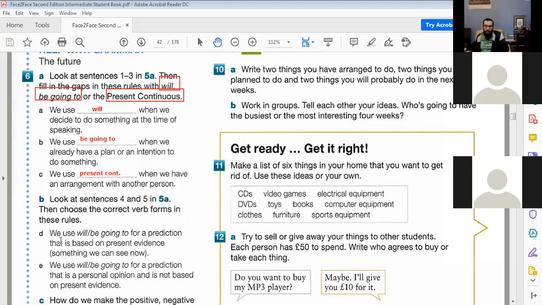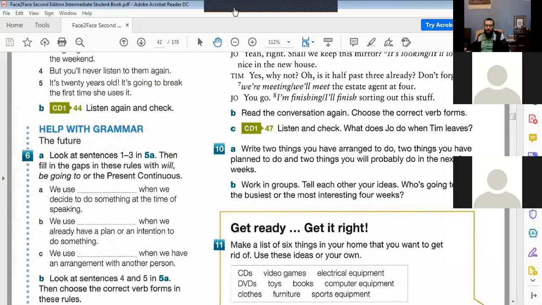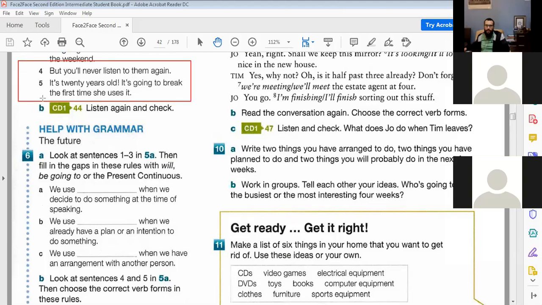Alright, now let's take a look at part B. Let's see what it says. It says here, look at sentences 4 and 5 and 5A. خلنا نشوفهم نرجع لهم 4 and 5. Can you see 4 and 5? Can you see them? Yes. But you'll never listen to them again. It's 20 years old. It's going to break the first time she uses it. Okay, هذا المثالين. So, في سؤال عليهم. Let's check the question. What does it say?